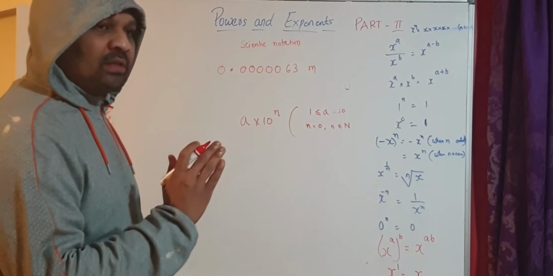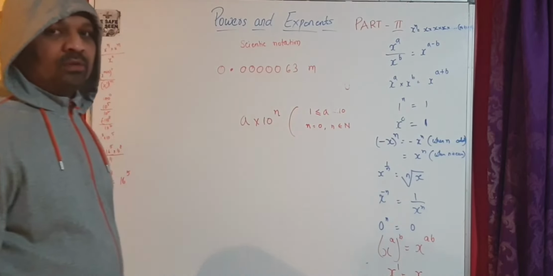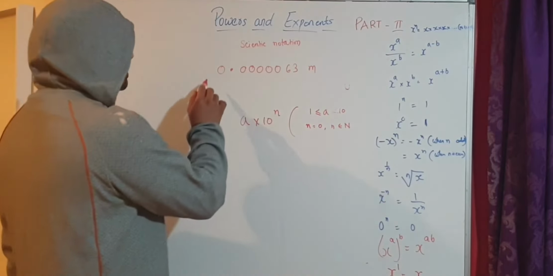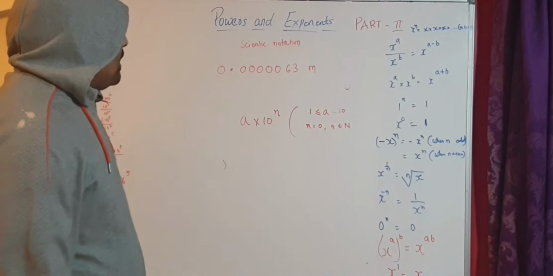It's very small, smaller than 1, and this value is more than 0. If you want to write this one in scientific notation, the general format of scientific notation is a into 10 to the power of n, where a should be between 1 and 10, and n should be either equal to 0 or any whole number. That number can be a positive number or a negative number. Fine, let's write it.